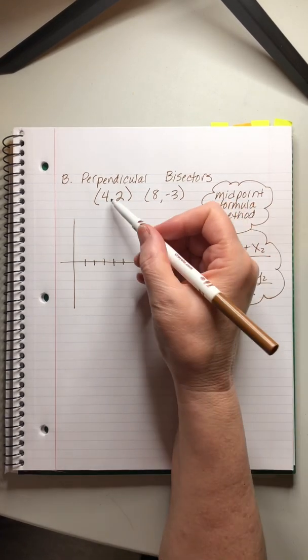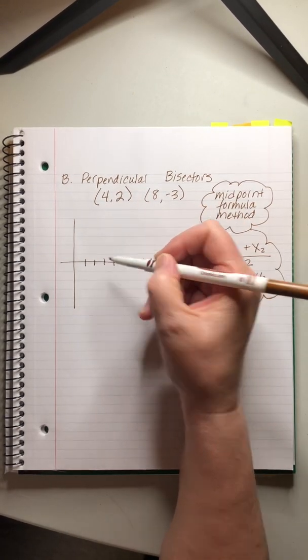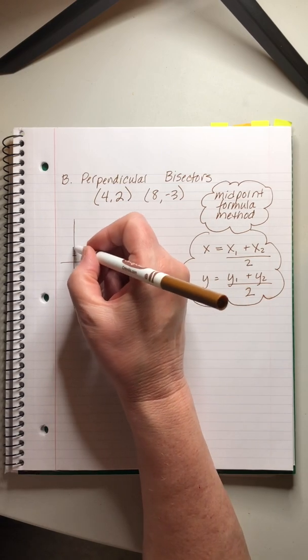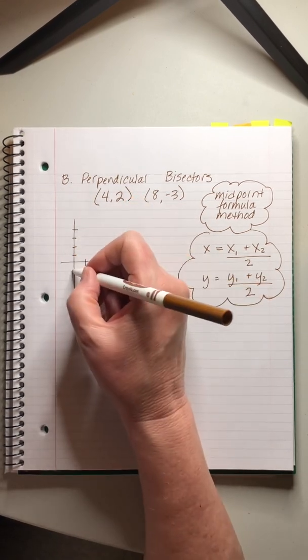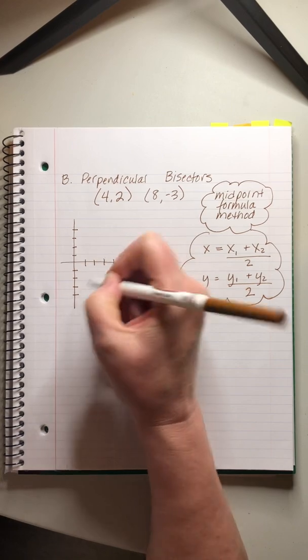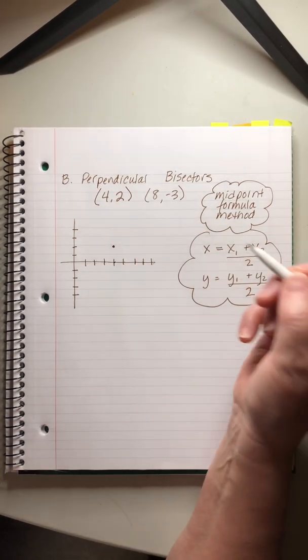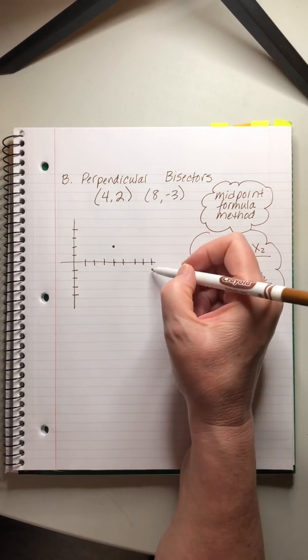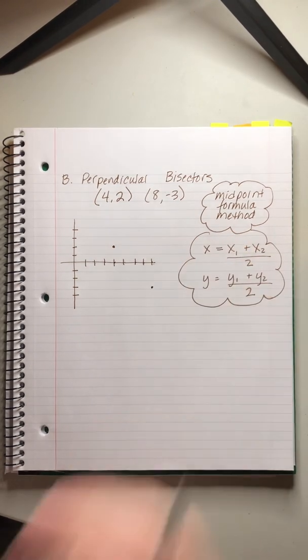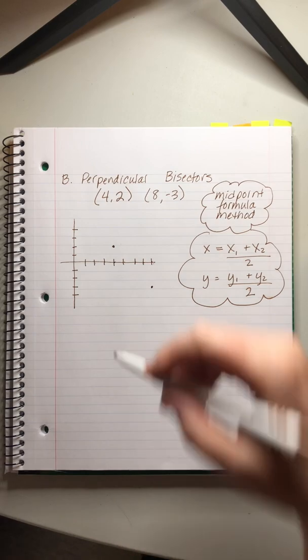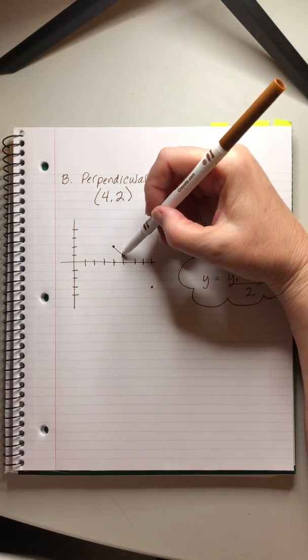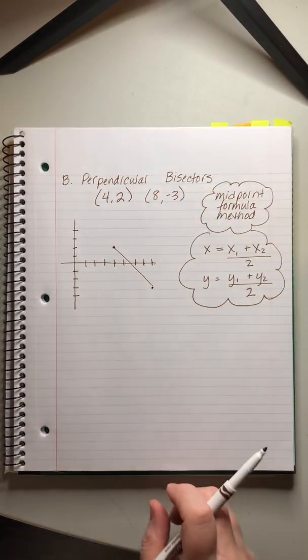All right, let's graph our 2 points. 4, 1, 2, 3, 4, and 2, and then 8 and minus 3. So like that. All right, so this is a segment, right?